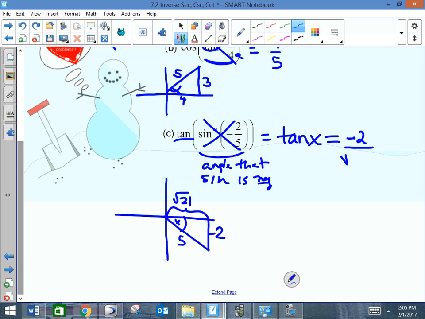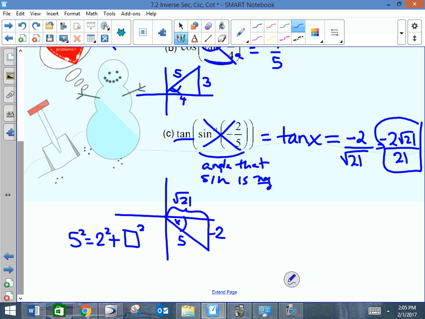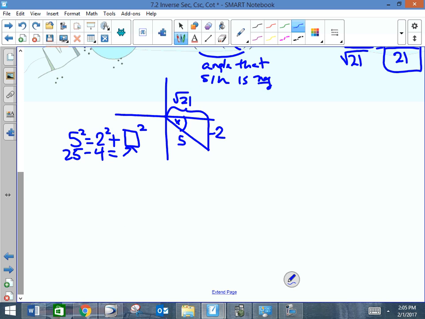-2 over square root of 21, which is... over 21. Yes. Because it's 5 squared equals 2 squared plus whatever that is squared. So that's 25 minus 4. Okay. Did you do it like you squared these two and added them?